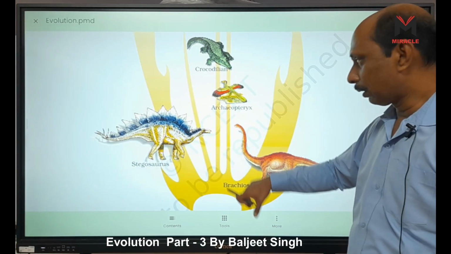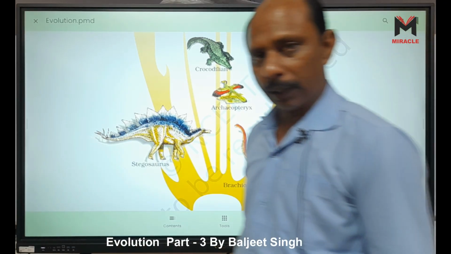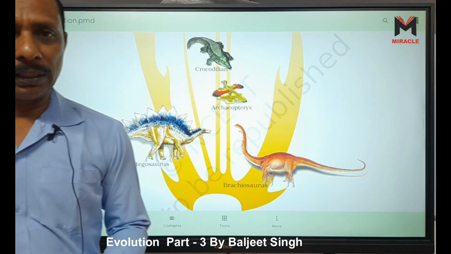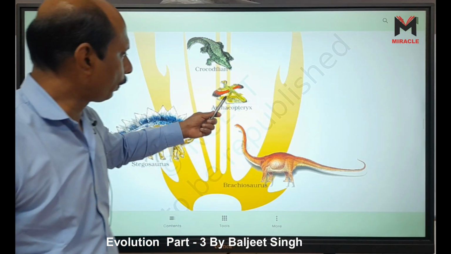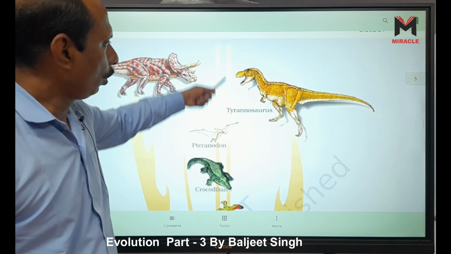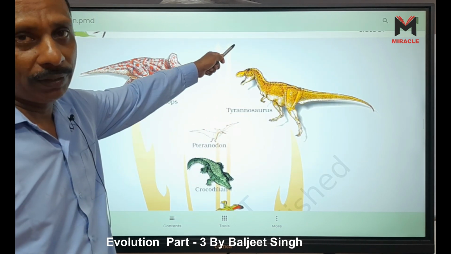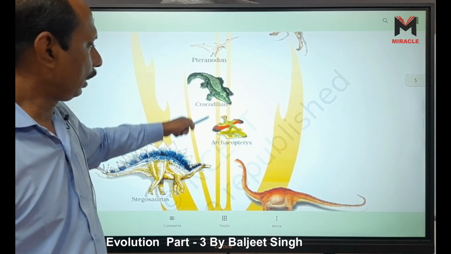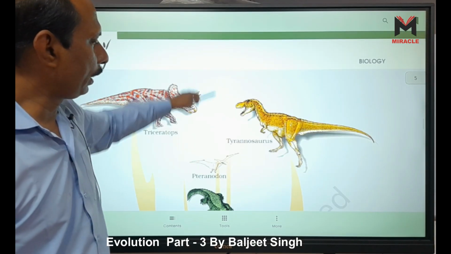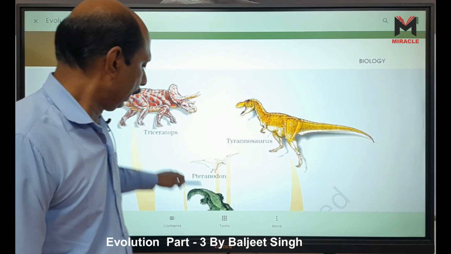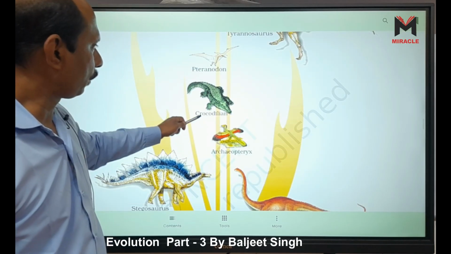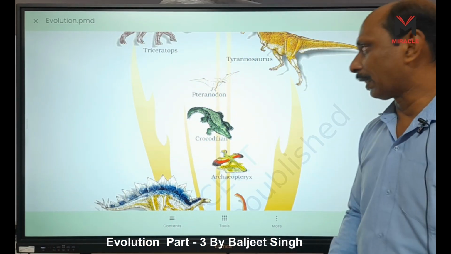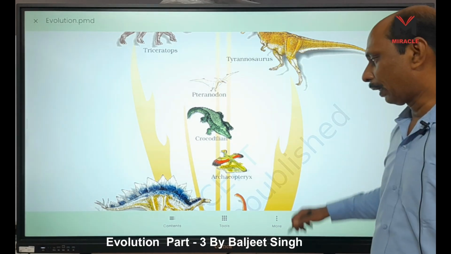Right. Third, Archaeopteryx. Archaeopteryx is a link between reptiles and aves. This time it is absent. This one is a toothed bird. So first toothed birds are formed, and from toothed birds today's aves are formed. Today's aves means today's birds. Right. Another branch forms crocodile, and these crocodiles are also present today. Another one branches from Pteranodon, right? And Pteranodon converted into bat-like structures. Today's bat-like structures, right? They are ancestors.